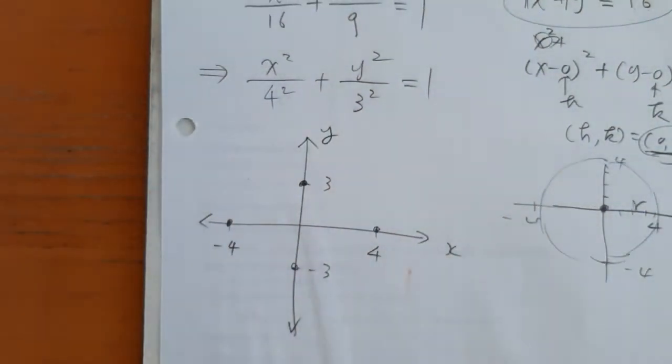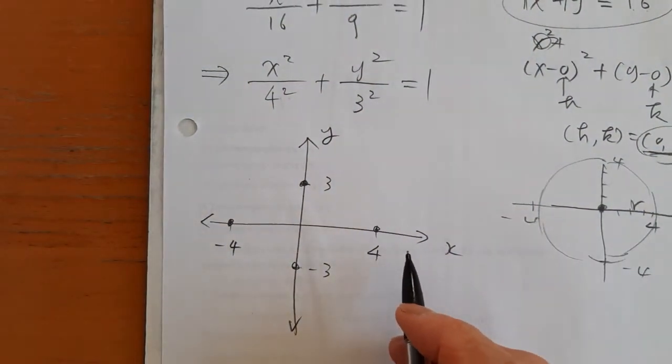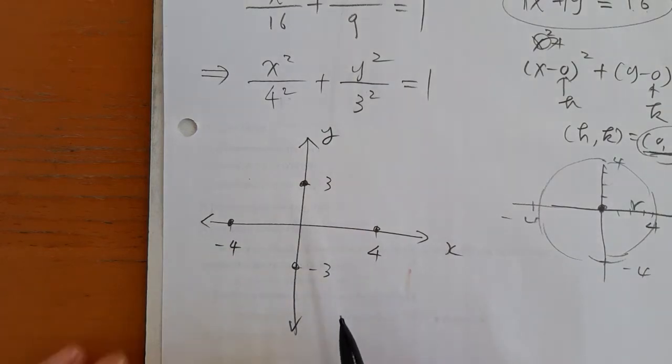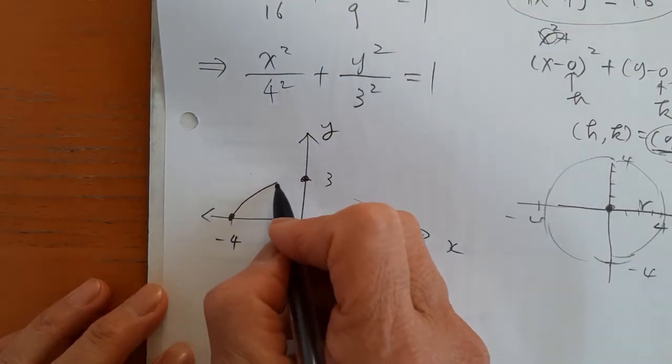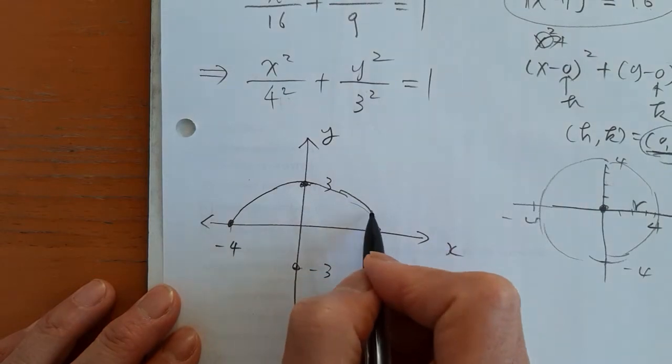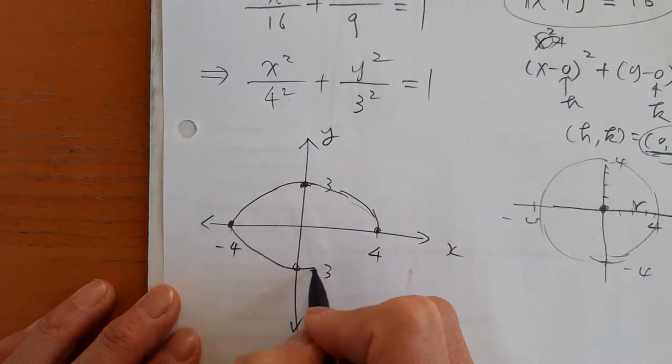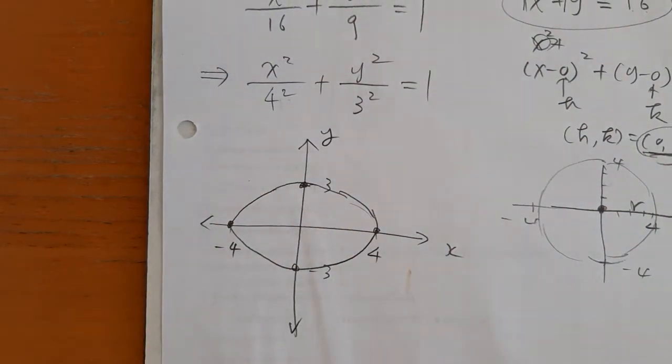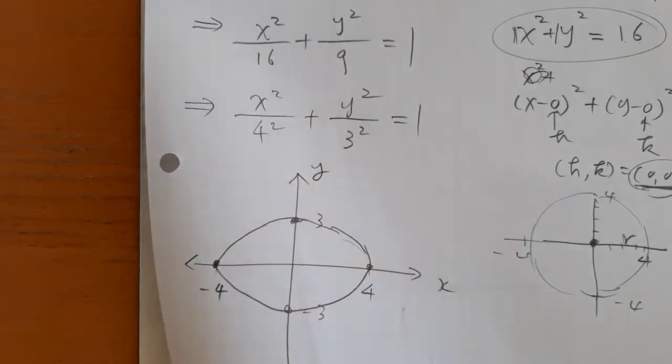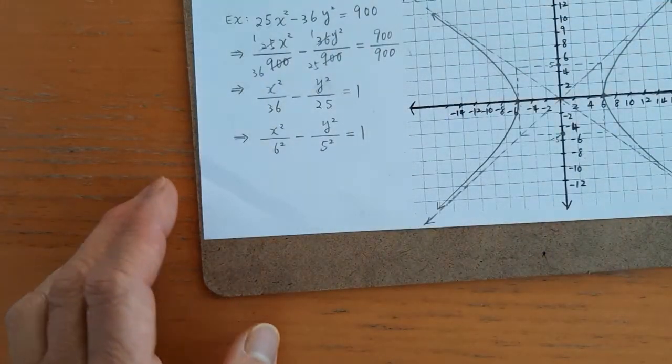So the graph goes through the y-intercepts and the x-intercepts. And then the other points, you don't have to figure out. You just connect and make an oval, like an American football. This is an ellipse.